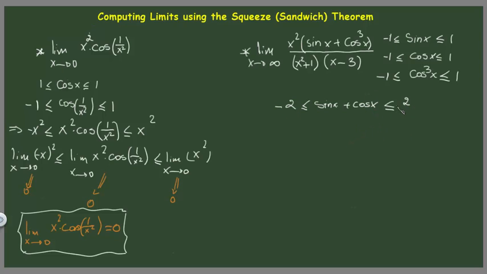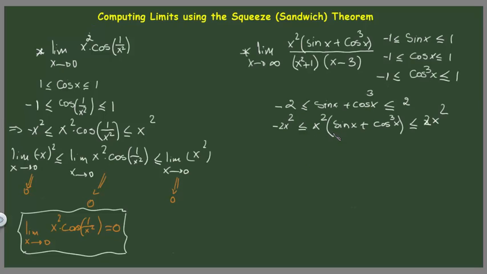And now if you think about it, because it's a cosine, we add these two here, this is a cosine to the power of 3. Now you can multiply by x to the power 2, and we're going to have minus 2x to the power 2 less than or equal to x to the power 2 times the sine of x plus cosine cubed of x, less than or equal to 2x to the power 2, of course. Okay, so this relationship is going to be considered.